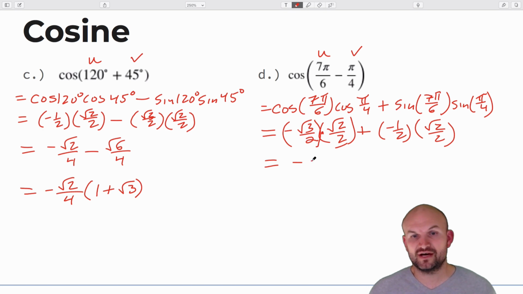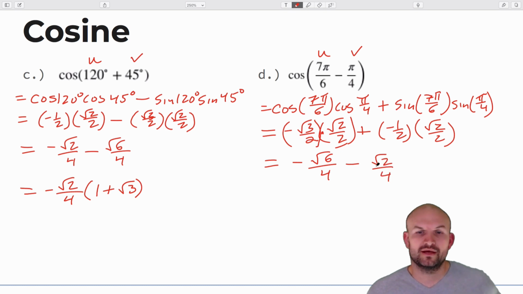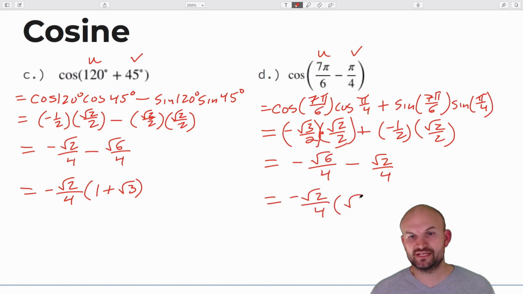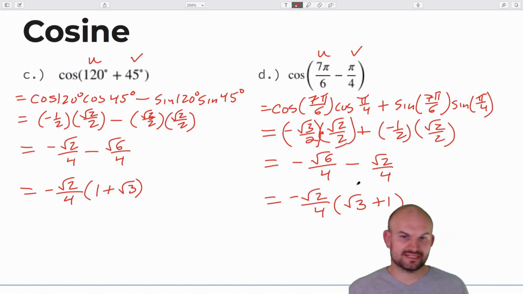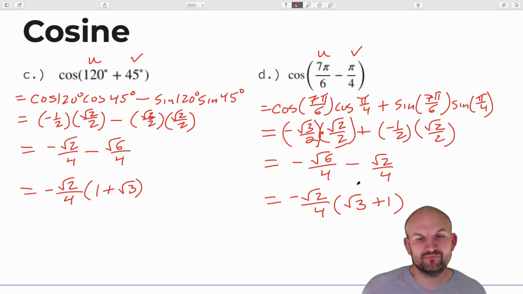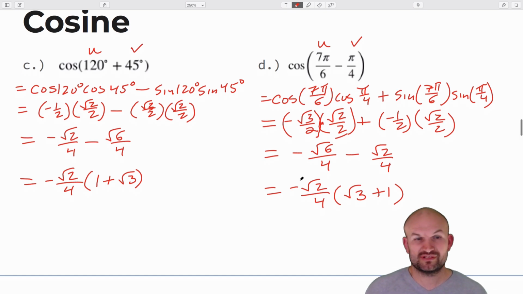We get a negative square root of 6 over 4, and then minus a square root of 2 over 4. And then again, you can just factor out a negative square root of 2 over 4, and that's going to leave you with a square root of 3 plus 1. Okay, so kind of similar result. Actually, it's the exact same result, just in a different order. But again, you can see how that operation applies. So it's actually the exact same answer, just flipped around.